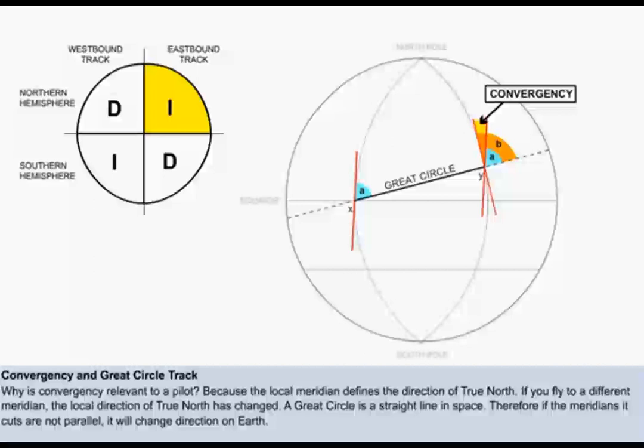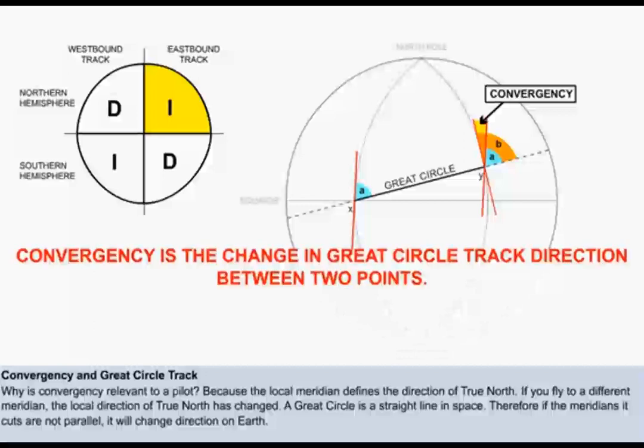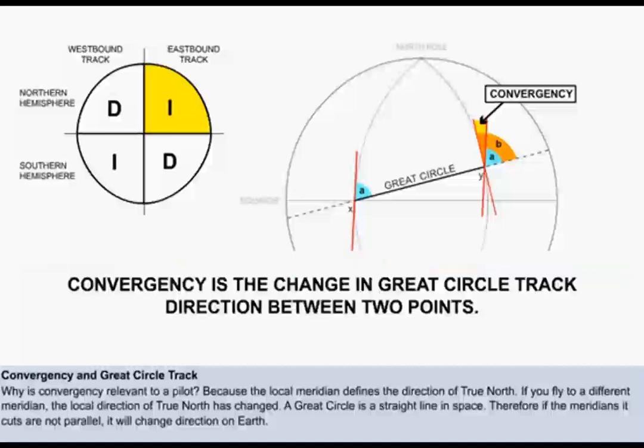This allows us to arrive at a second definition of convergency. In addition to being the angle of inclination between two selected meridians measured at a given latitude, convergency is also the change in great circle track direction between 2 points. We also have to modify our formula slightly, because in this case the two meridians are not crossed at the same latitude. Unless flying due east or west, there will be some element of north or south change of latitude between the meridians.